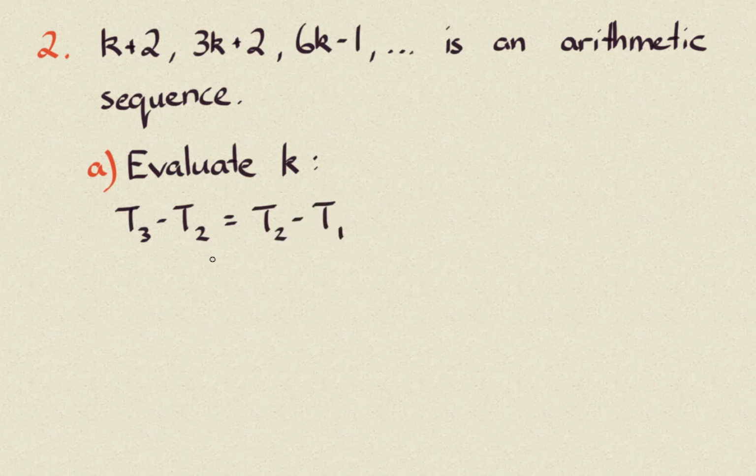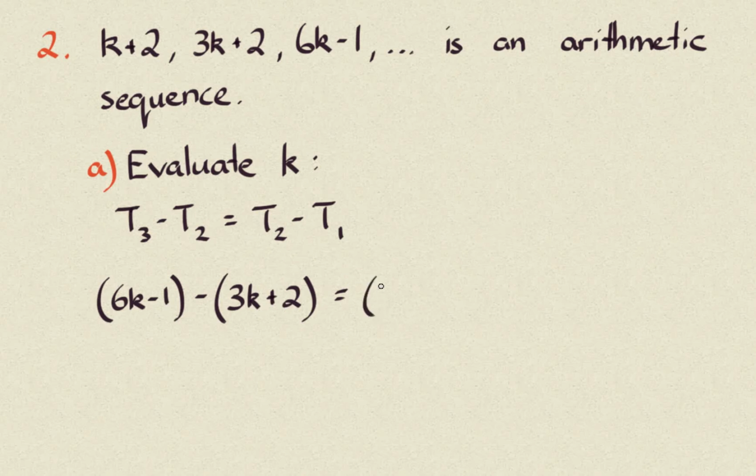And then let's substitute what we know. So term 3, that's 6k minus 1. And we want to take away term 2, which is 3k plus 2. Notice the use of brackets here, just to avoid any potential mistakes. And then term 2 take away term 1, well, that's 3k plus 2 minus k plus 2.